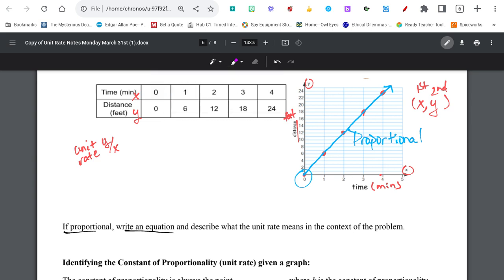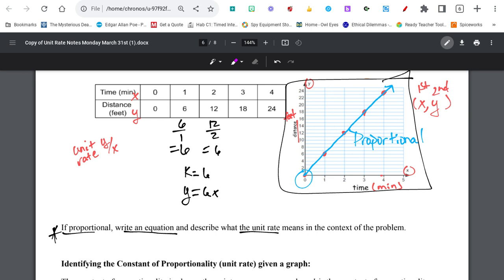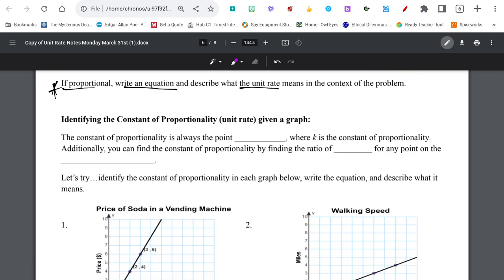It says if it's proportional, write an equation and describe the unit rate. All right, so I'm going to wait on that part because you know how to decide what the unit rate is from the table. You all know 6 divided by 1 is 6. 12 divided by 2 is 6 as well. So you know the unit rate, or K, is 6. And you could just write Y equals 6X. But if all I gave you was not the table, but the graph, how could you write the equation from the graph? So I'm going to wait on that and show you down here, okay?